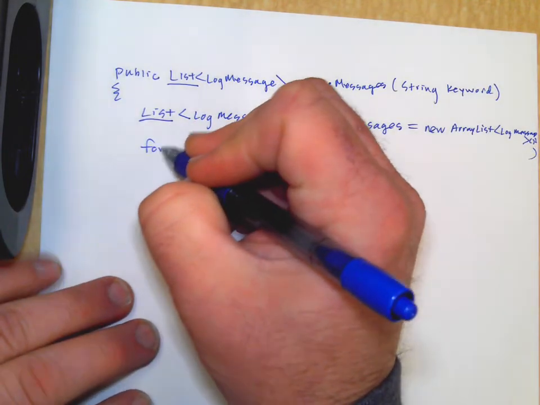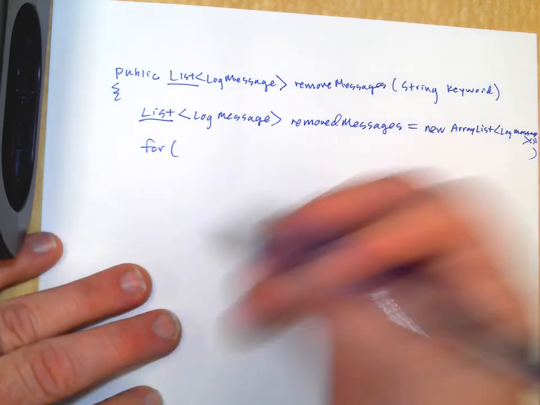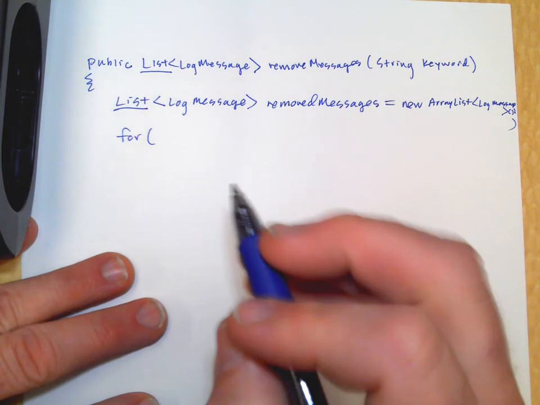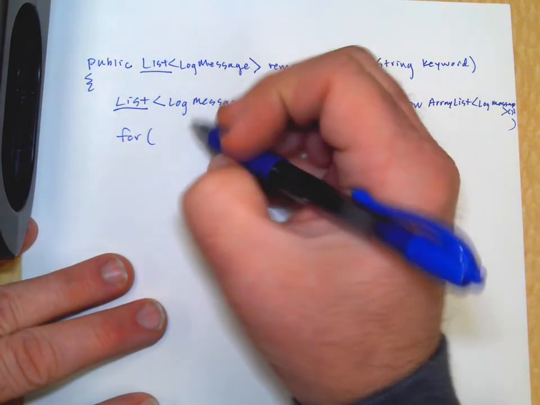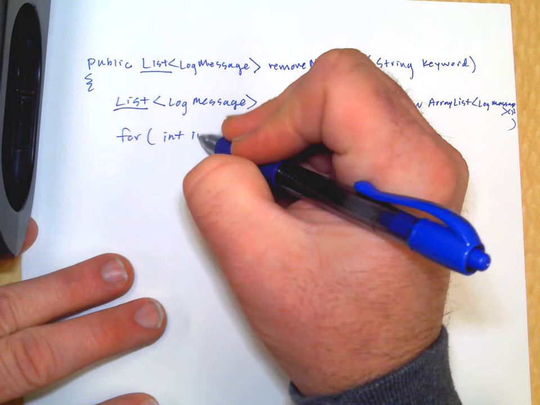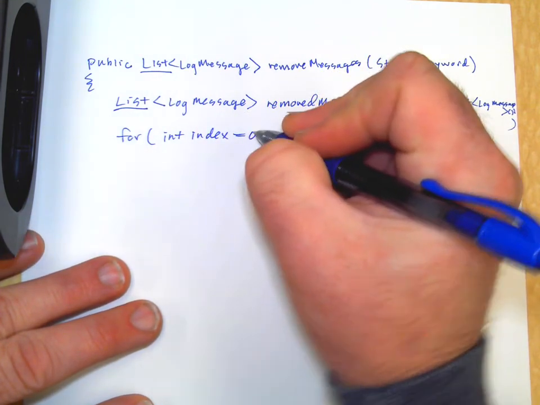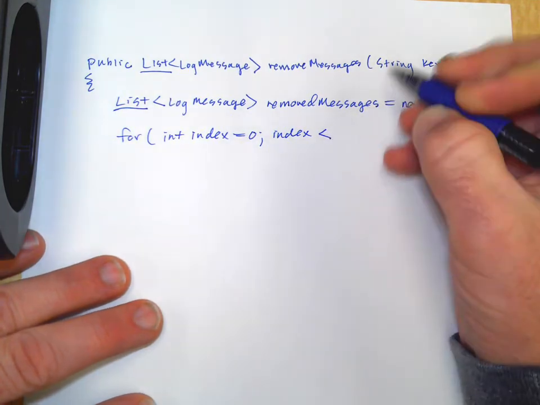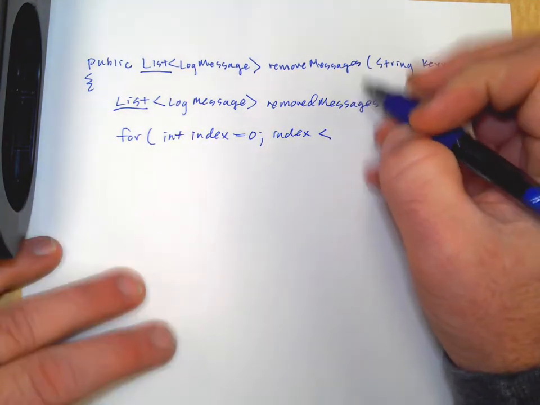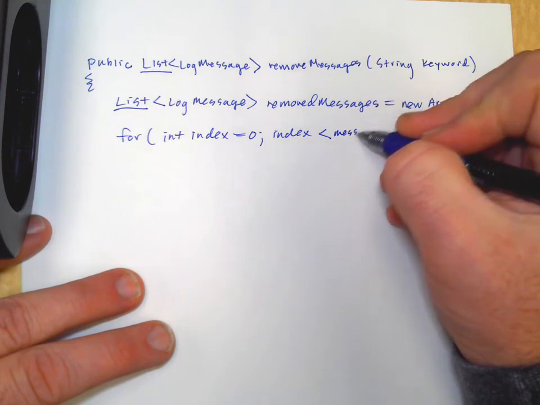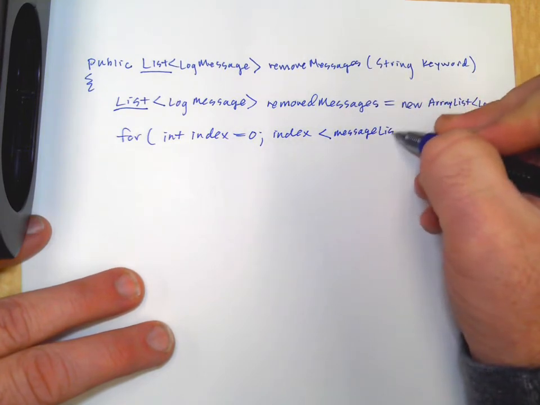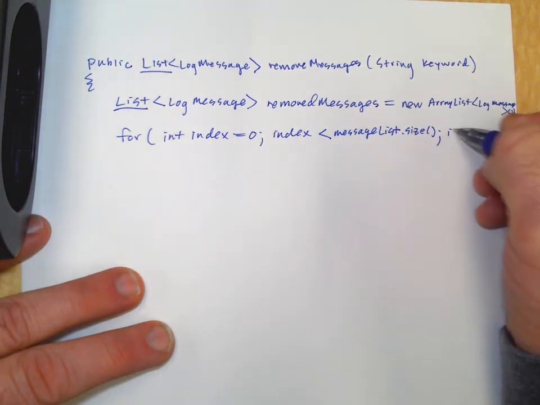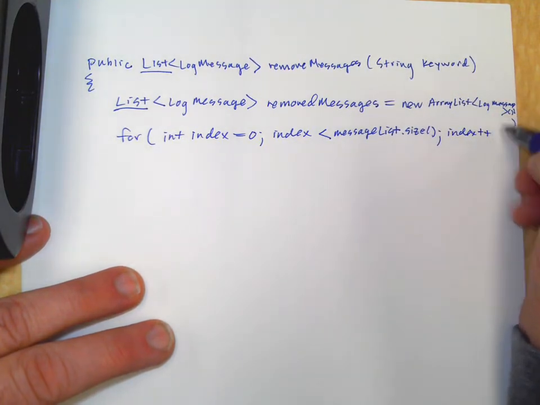Now, I think we probably need to do a for loop. I don't think a for each should work with this. I think we've discussed that enough to know that with for each loops, we can't remove things from the array list when we do that. So we have to use this. So, our basic for loop: int index equals 0. Index is less than, now, not removed messages. It's message list, the private instance variable in this class that holds these. Message list dot size. And then we're going to do index plus plus.